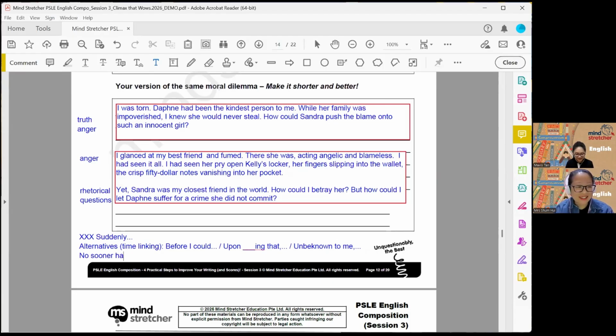Then, okay, these are the sentence structures you have learned. Hardly had I thought of a solution when Stacy struck first, something like that. Before you could even think, or just when you wanted to do something, another thing happened. So all these can show the quickness. You're not showing the suddenness, but you want to show that everything happened nearly at the same time.